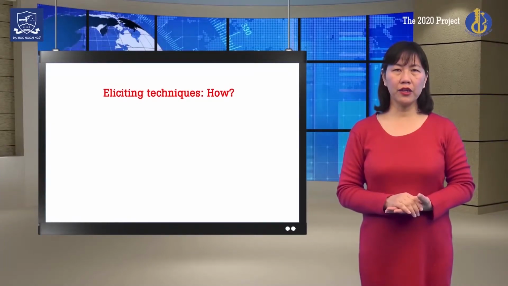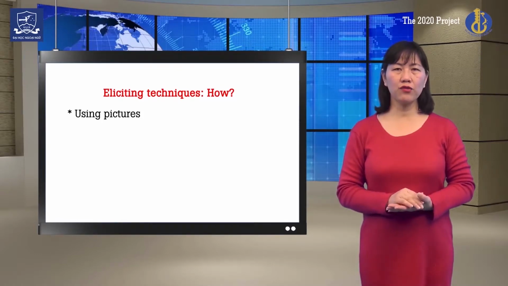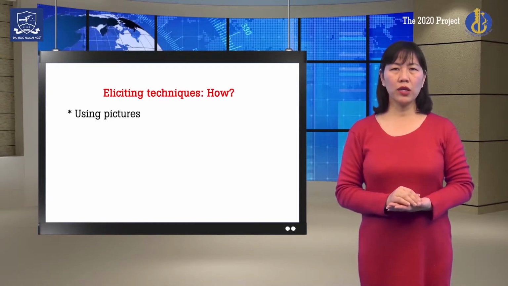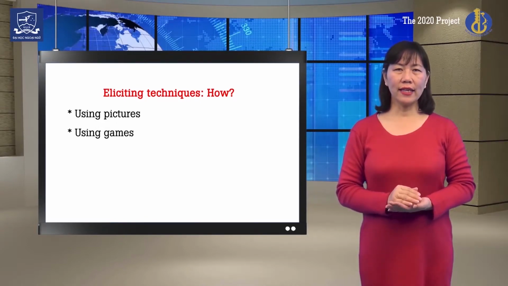Eliciting can be done during many different stages of the lesson. In a primary class, teachers may elicit answers from pupils by using pictures. For example, what can you see in this picture? Teachers elicit using games or activities, using text or dialogues in the student book. You can see the examples in the next two slides.